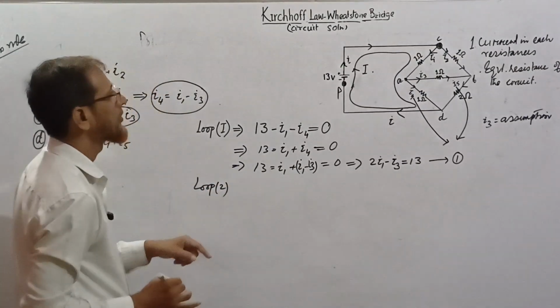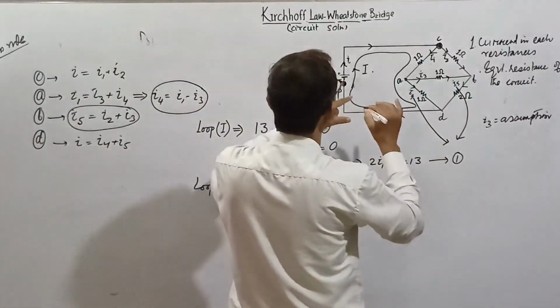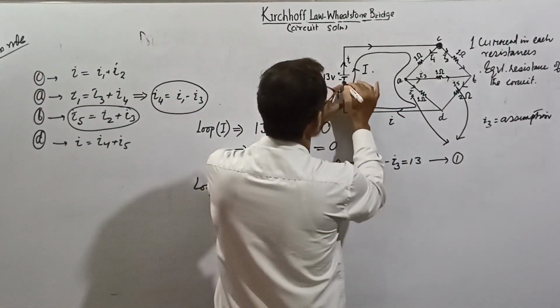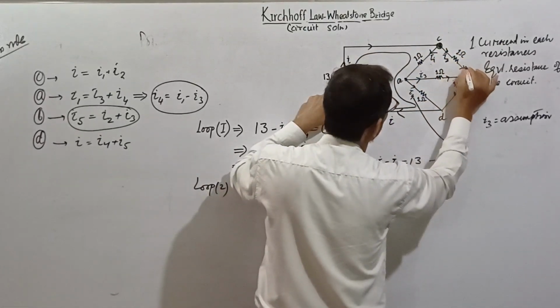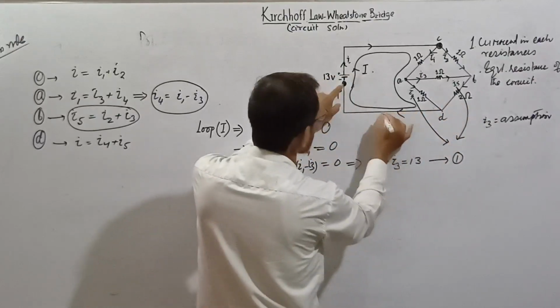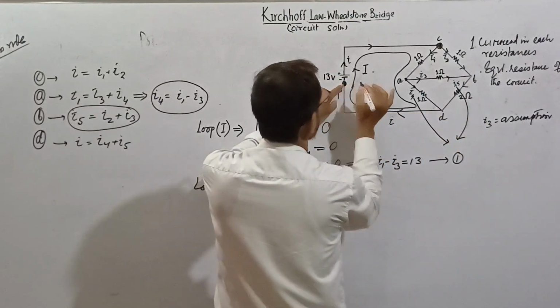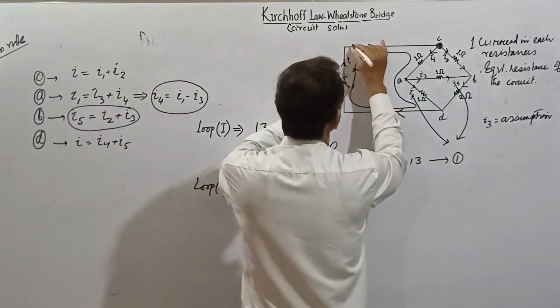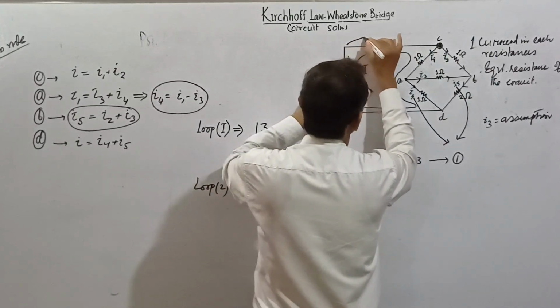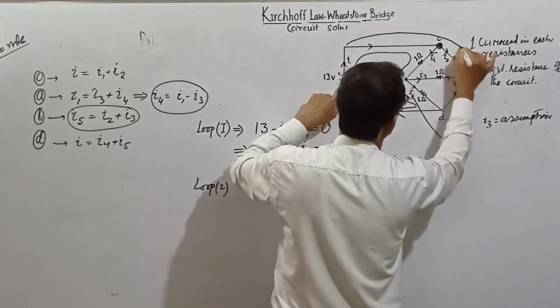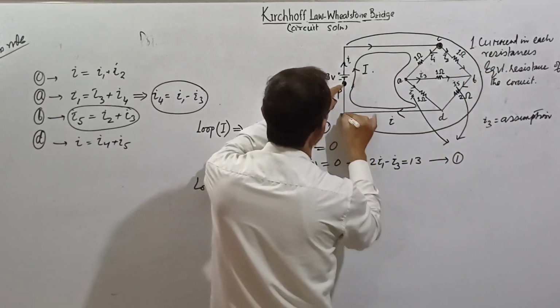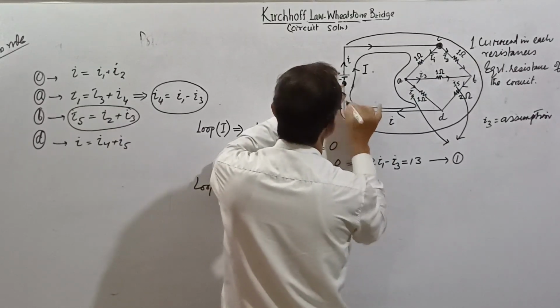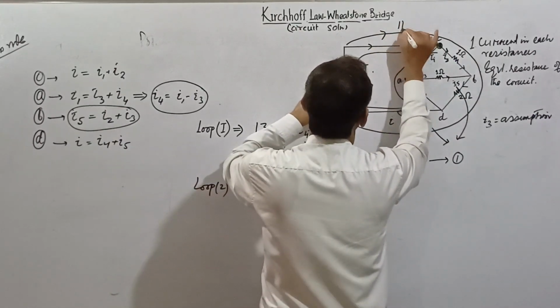So come to loop 2. Let us choose loop 2. What is loop 2? The current is coming out from this point, going in this direction, all outward, outward, outward, coming in this direction and reaching that point. This was loop 1, and loop 2 is where the current comes in this direction, enters and goes outward, outward, outward, and comes to meet at this point. Am I right? This is loop number 2.